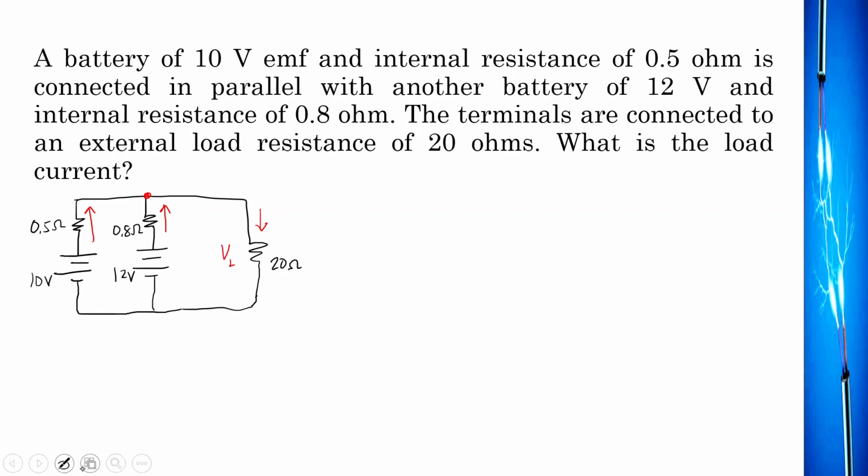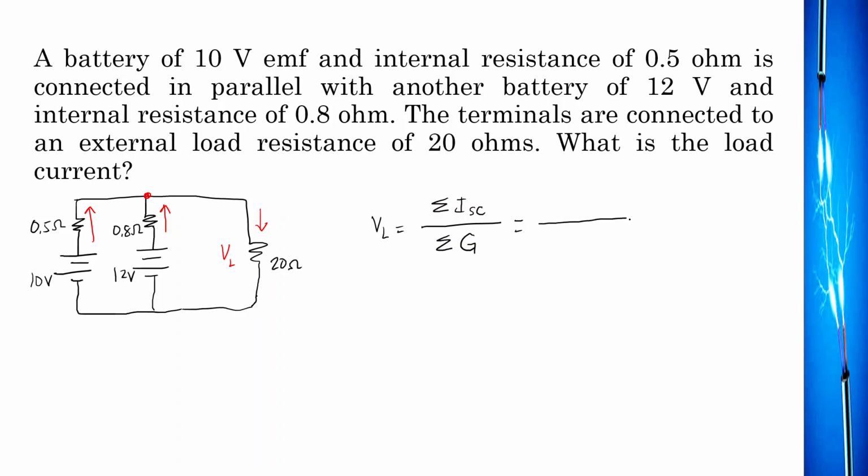Here I can use Millman's theorem to get the common voltage in this parallel connection. So I can have VL equal to the summation of the short circuit currents, when the other branches are shorted, over the summation of the conductance, or reciprocal of resistance, of each branch.